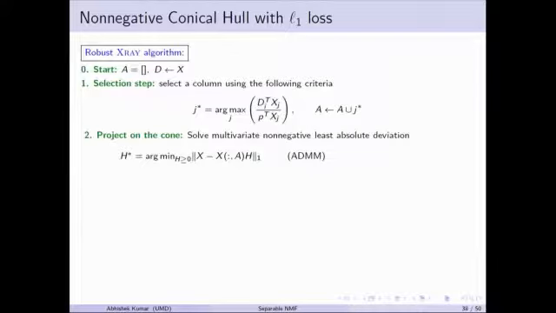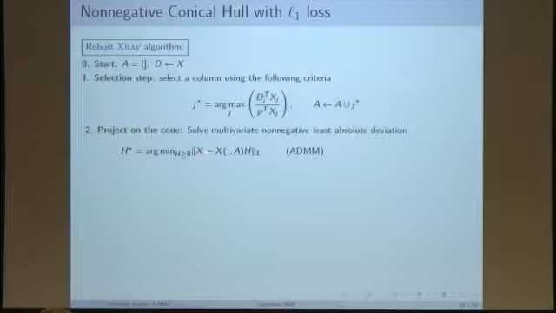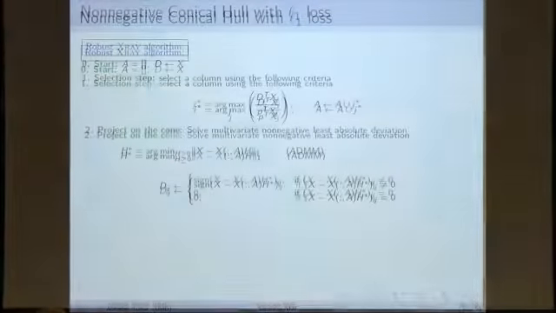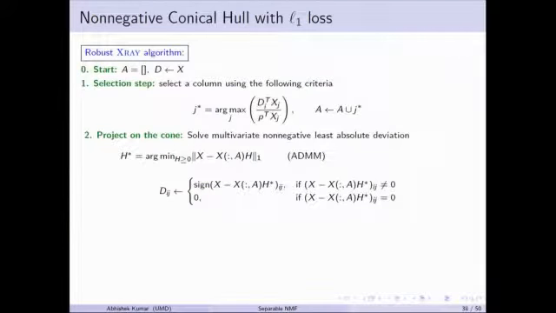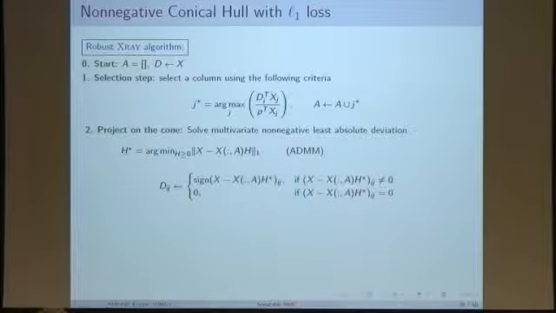And once we have expanded the current cone, we take our external points and then project onto the current cone. And this is done by solving a non-negative least absolute deviation problem. So we minimize the L1 norm of X minus set of anchors times H with a non-negativity constraint on H. And the matrix D is just the matrix of subgradient of this loss function. So if the residual entry is 0, we have Dij as 0. If the residual is non-zero, then we have the sign of the residual as Dij.